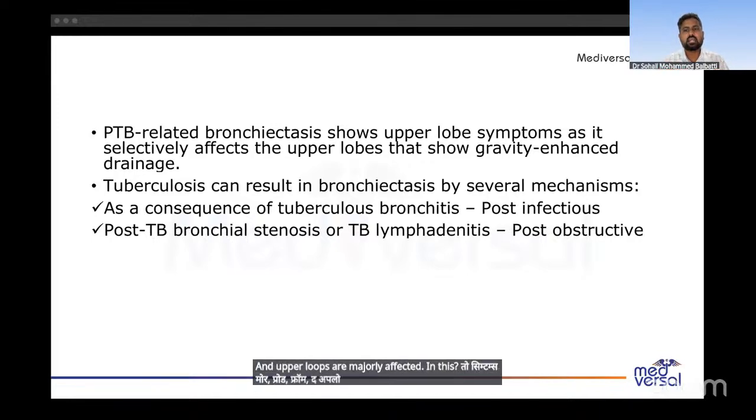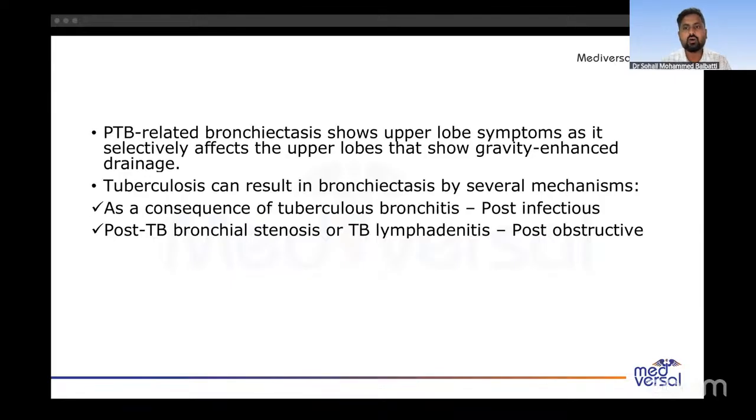Since there is gravity-enhanced drainage, the secretions are drained. There is no stagnation or stasis of secretion. But it can also result in bronchiectasis due to two important mechanisms. It can be post-infectious as a consequence of TB bronchitis, or post-obstructive in case of bronchial stenosis or lymphadenitis causing compression from the external side of the lumen.